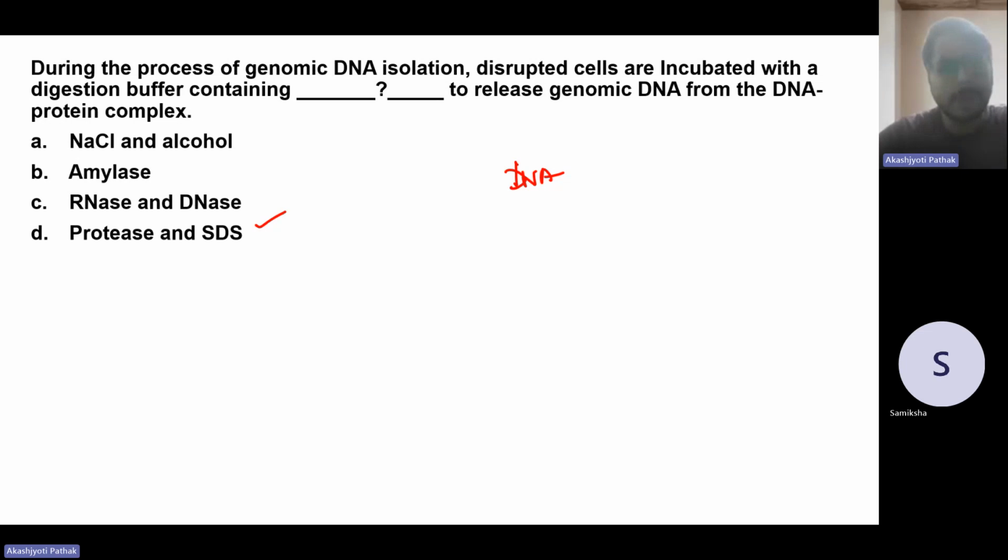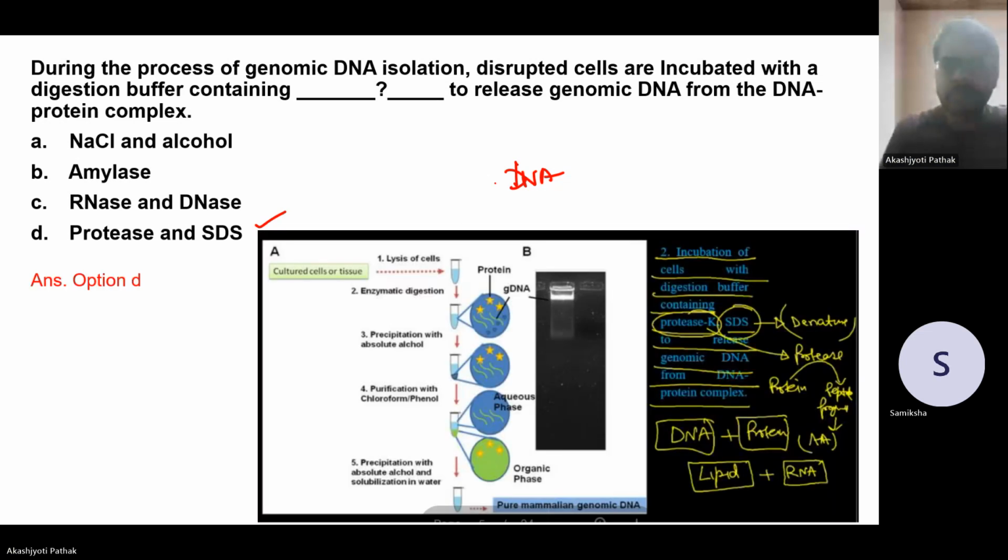And if there are membrane proteins, then this SDS can also act on these. Okay. So the SDS also denatures the protein. SDS and protease, all these will denature the protein into peptides, and you can get your genomic DNA.